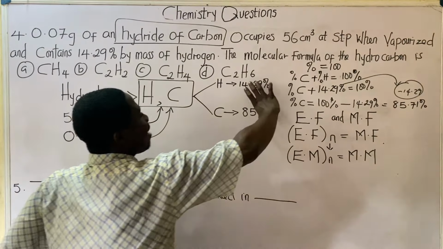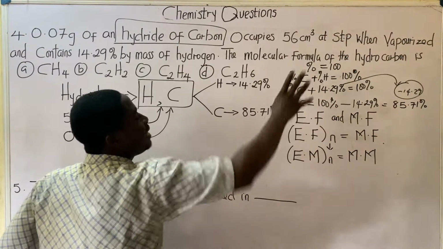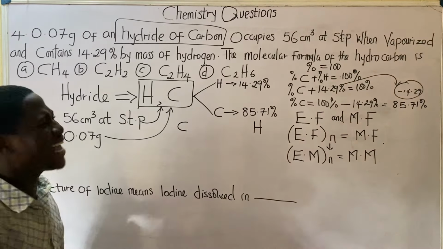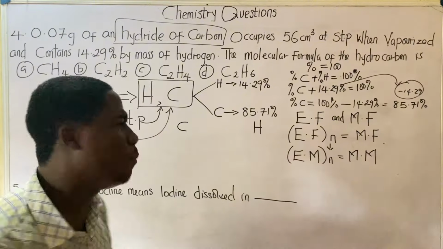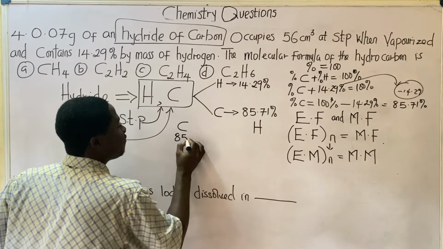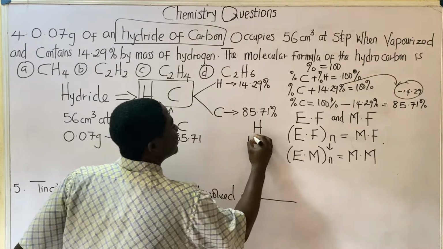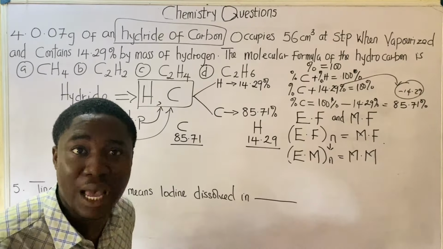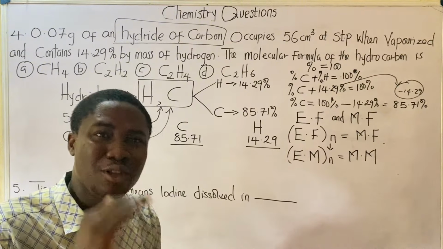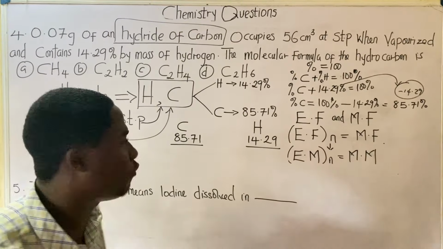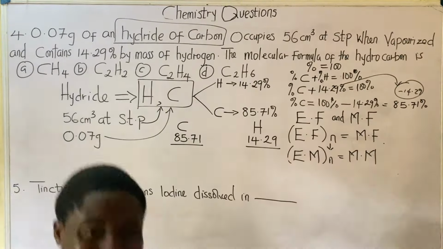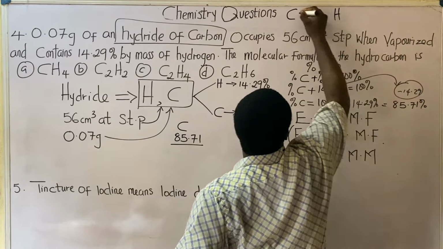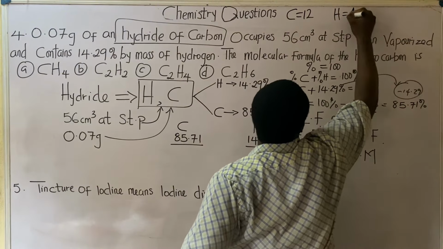Now listen, I have gotten percentages of 2 elements, which is carbon and hydrogen. So with this, I can actually get what we call empirical formula, because carbon percentage is 85.71, hydrogen percentage is 14.29. Remember the steps to get empirical formula? I did have a video lesson that explained the rudiments of getting empirical formula. First of all, you divide by the atomic masses of the elements involved. What are the elements involved? Carbon and hydrogen. What's the atomic mass of carbon? 12. What's the atomic mass of hydrogen? 1. Something you should know.